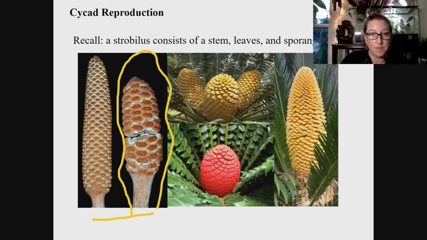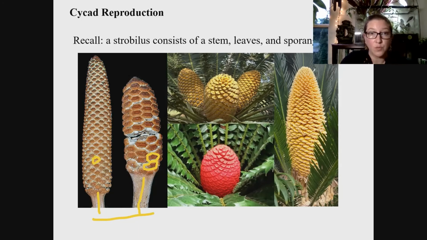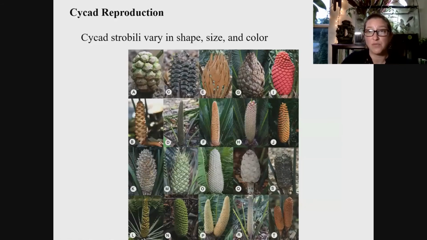Both of them have a stem. And these little brown things, believe it or not, are weird leaves. Same goes over here. And the ovules will be located on the leaves over here, whereas the microsporangia are all the little yellowish, pale colored stuff you see in between the leaves there. There is a lot of diversity in cycad strobilus shape. They could be different colors. They can be different sizes. It depends on the species.